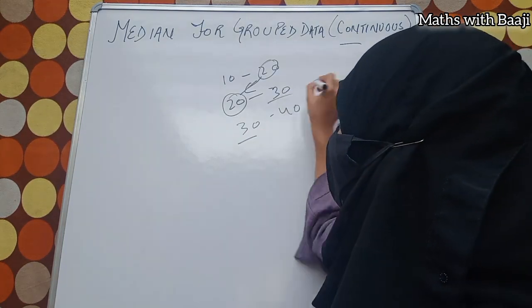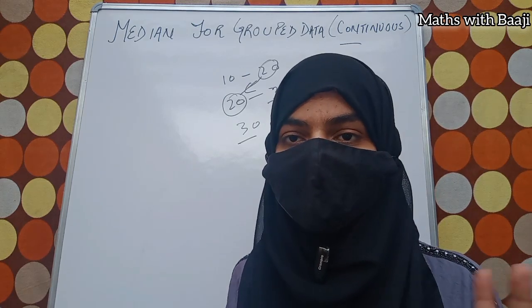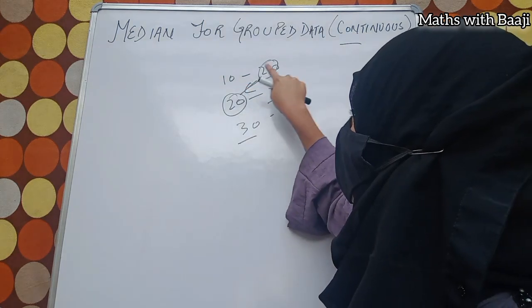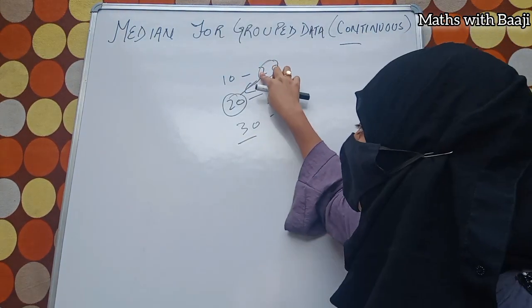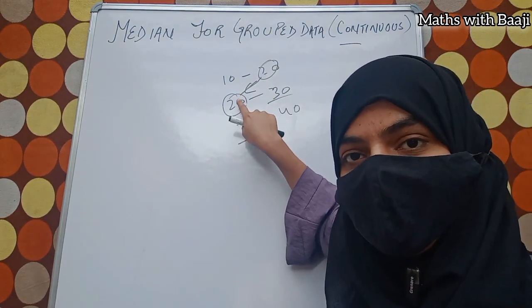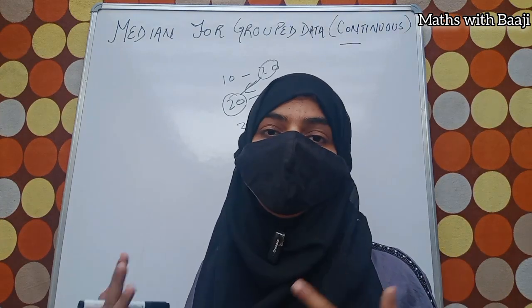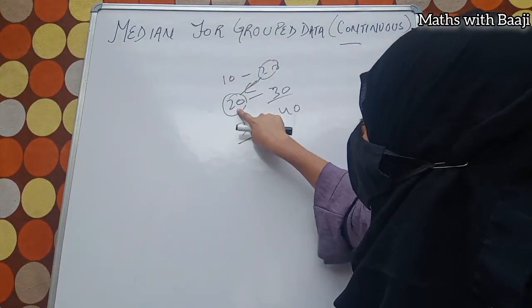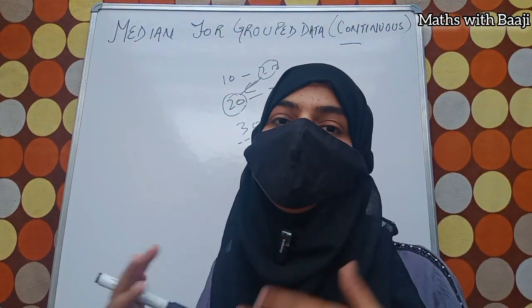What is happening? The upper limit of one class and the lower limit of the next class are the same, like the upper limit of the first class is the same as the lower limit of the second class. Okay, so I hope you got my point. When this continuity is there, see 10, 20, 30, 40. So continuity में आ रहा है डेटा.